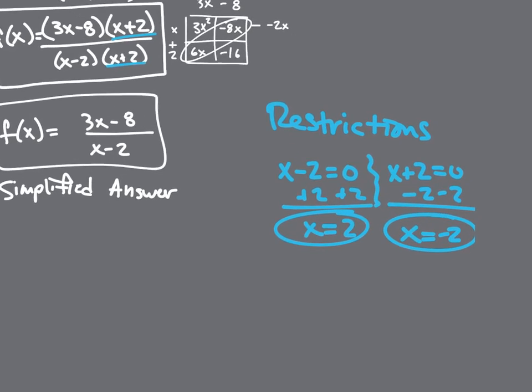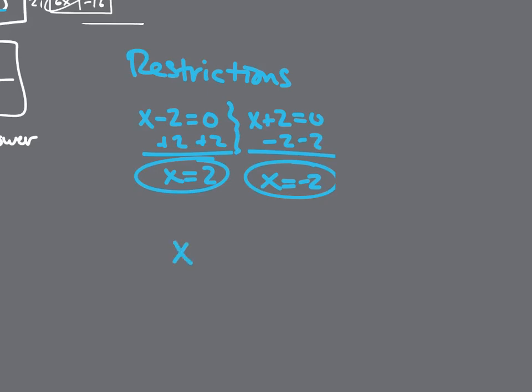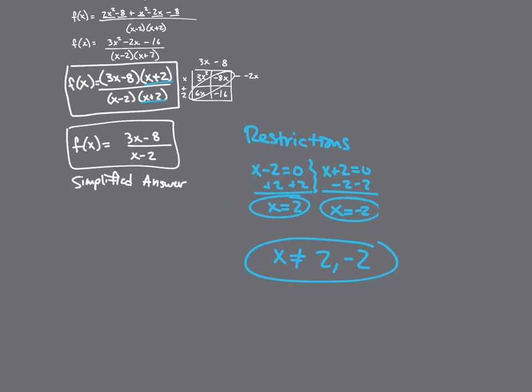So what I want to say when I talk about my restrictions is that x cannot equal 2 or negative 2, all right? These are the values that are going to make my domain, or make my function, undefined. So I can plug any other x value into this function and it'll generate a y value, but I can't plug in a 2 or a negative 2.